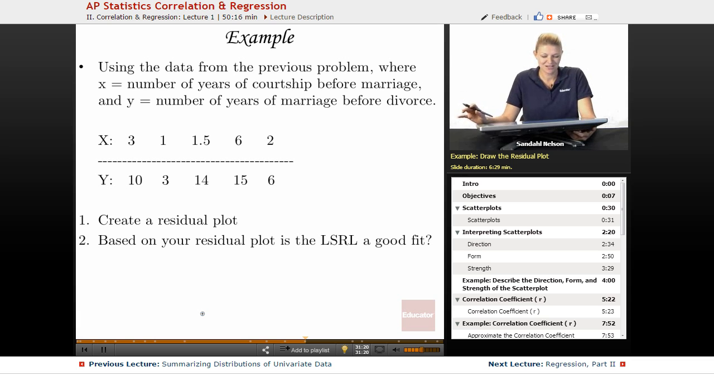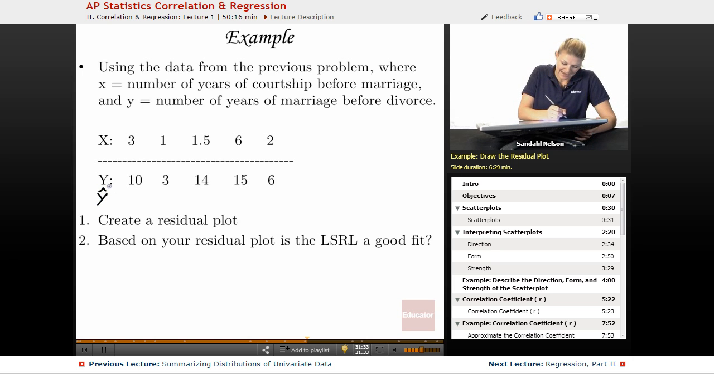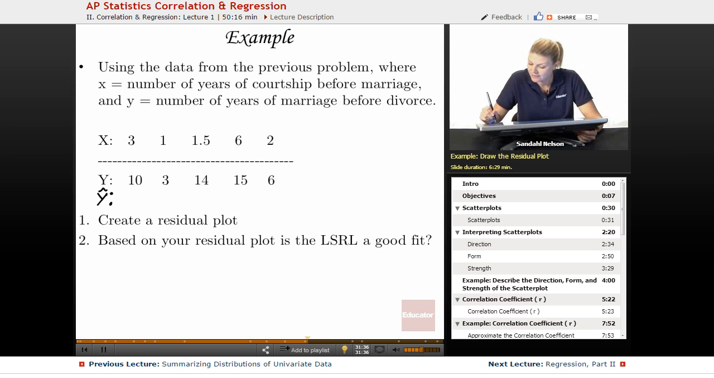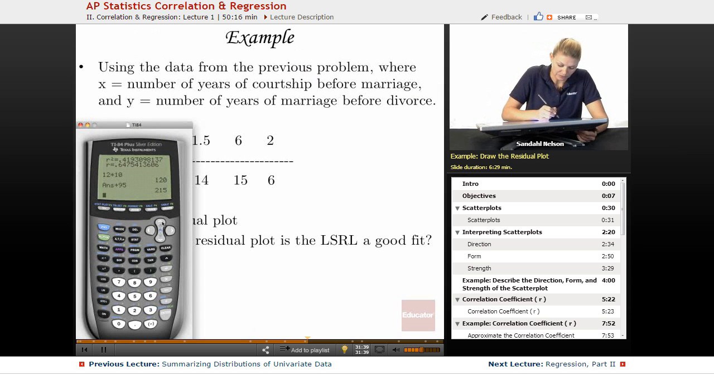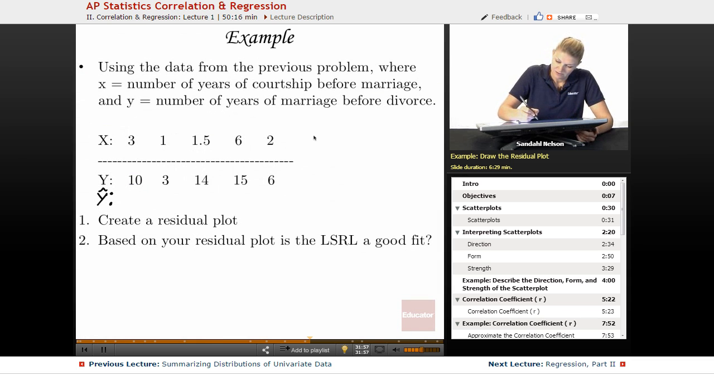Okay, so let's do another example. So we've already seen this scenario, right? Courtship, marriage. Now we're going to create a residual plot. Okay, so in order to create a residual plot, we need to have our y hats for each data point. So let's go ahead and pull up our calculator, and we'll get our least squares regression line again. So calculate, going down to lin reg. My x's are still in list 1, and my y's are still in list 2. So here we go. I have my regression equation, 5.09 and 1.67. So y hat equals 5.09 plus 1.67x.